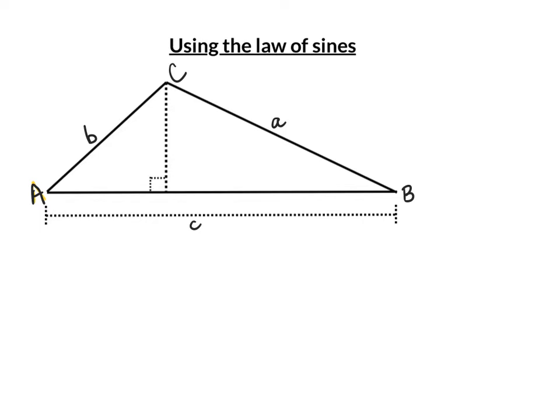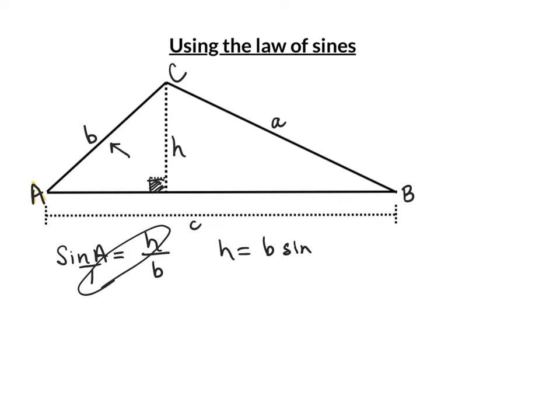Now, this is the height of the triangle. And we know that sine is opposite over hypotenuse. Look at the right angle right here. So the sine of angle A is opposite over hypotenuse. And if I put this over 1 and cross multiply, I see that H is b sine A.